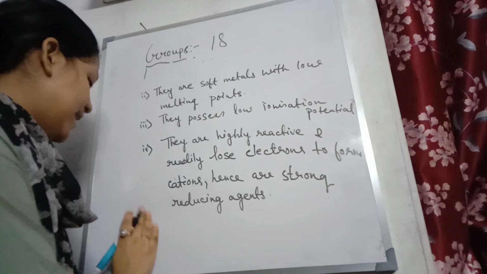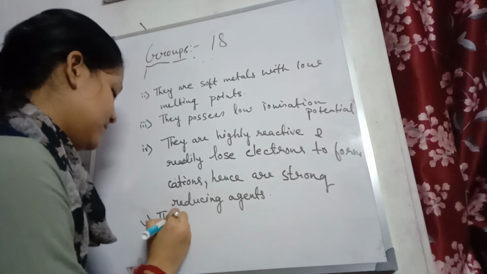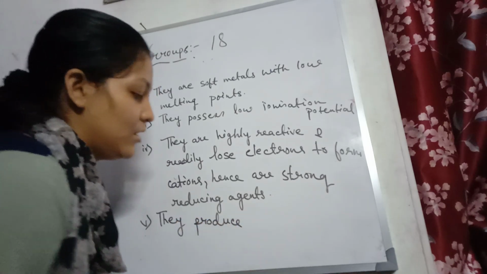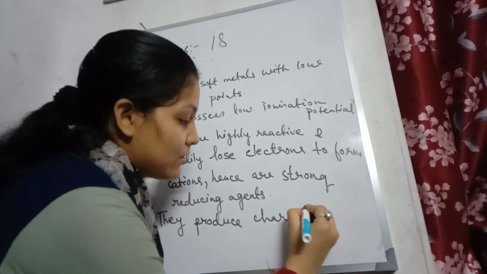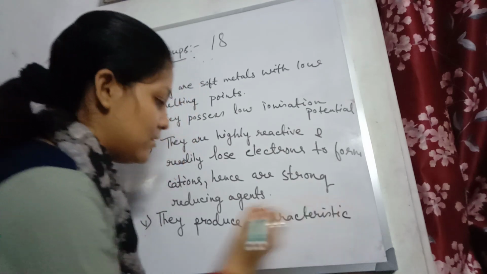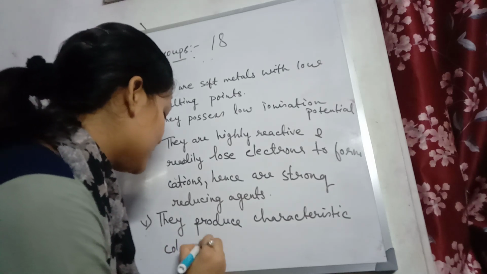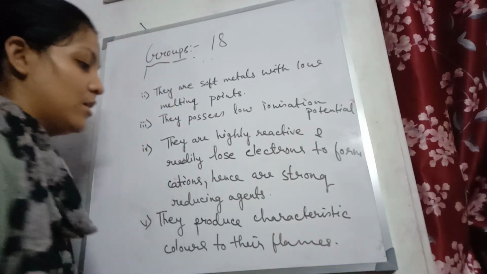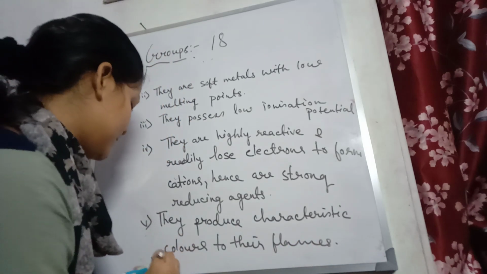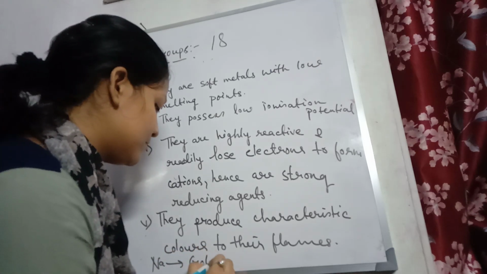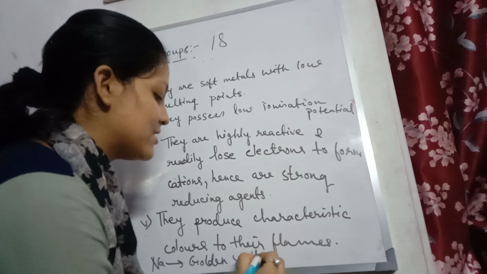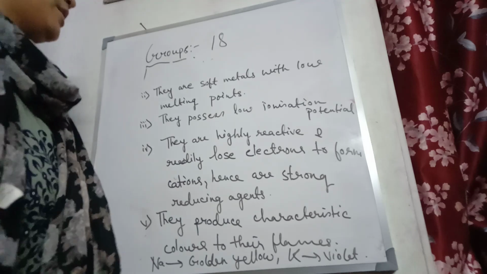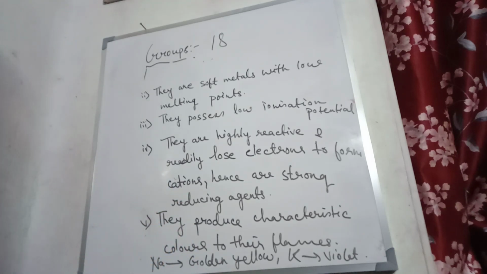Okay. Next one, the last property. They produce characteristic colors in their flames. For example, sodium flame color is golden yellow. Potassium violet, etc. Okay, so these are the features of S block elements.